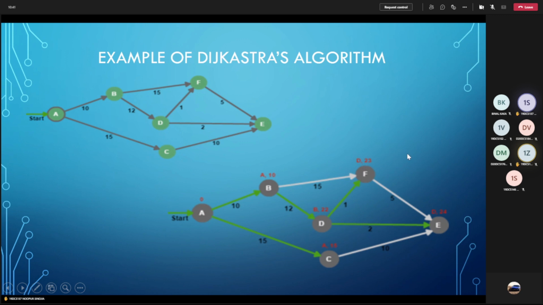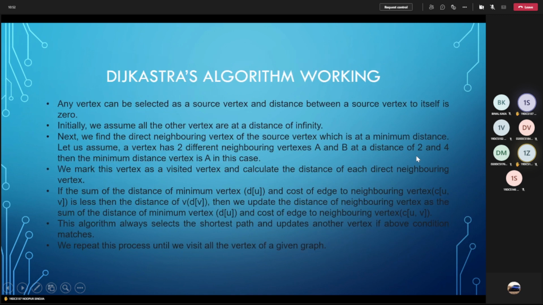So that's how Dijkstra's algorithm works. When it reaches its destination node, it will backtrack the path and find the lowest cost path. So as I have explained, this is the explanation of Dijkstra's algorithm. And that's it. Thank you.